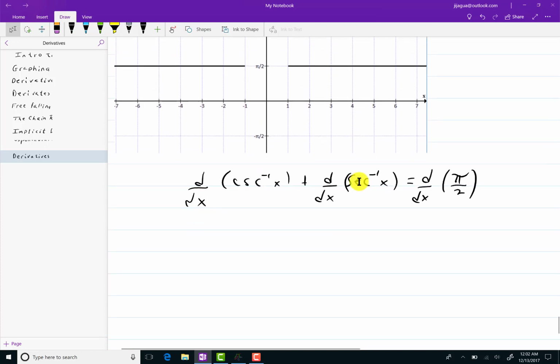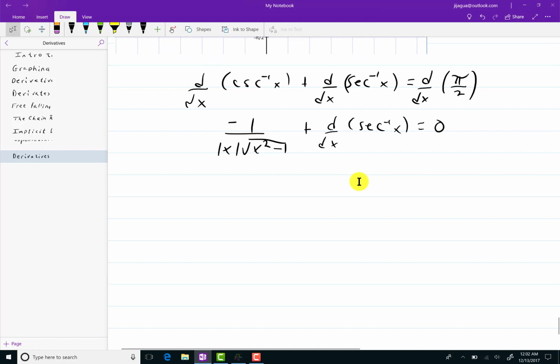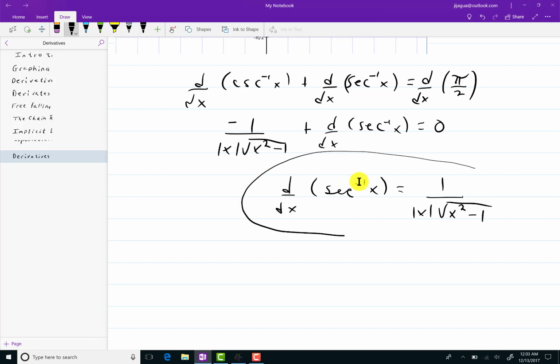Now let me go ahead and put in what I found for the derivative of cosecant inverse. That was negative 1 over the absolute value of x times the square root of x squared minus 1, plus d over dx secant inverse of x equals 0. Add the 1 over absolute value of x times the square root of x squared minus 1 to both sides, and we get the formula for the derivative of inverse secant. So there you go. All 6 of the trig functions have their derivatives.